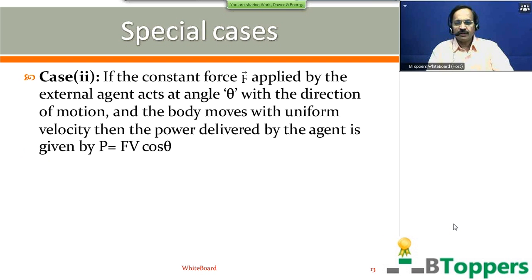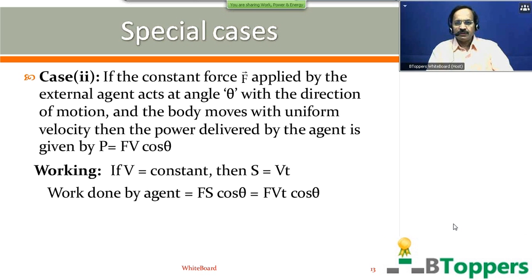See case 2. The constant force F bar applied by the external agent acts at an angle theta with the direction of the motion. The body moves with uniform velocity, and the power delivered by the agent is given by P equal to FV cos theta. Then you can see the working here. V is constant and S equal to V into T. Work done by the agent you can write as F S cos theta, with S equal to V into T.